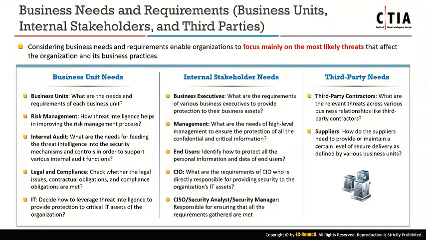So for IT, our information technology, we want to make sure that we leverage our threat intelligence to provide protection to all the critical IT infrastructure, critical IT assets for the organization. And in doing so, we are guarding one of the most important parts of any organization. Next, we look at internal stakeholder needs, and those are starting with business executives. What requirements do we have with our executives, right? So our business executives are not going to get the same level of report as our CISO, for instance.